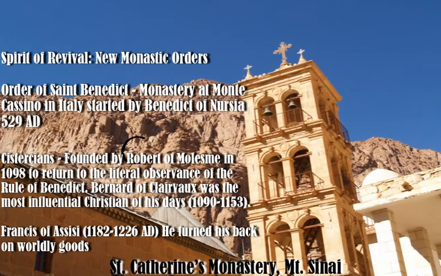Then there was a spirit of revival of new monastic orders. There was the order of Saint Benedict, monastery at Monte Cassino in Italy, started by Benedict of Nursia in 529 AD. The Cistercians, founded by Robert of Molesme in 1098, to return to the literal observance of the rule of Benedict. Bernard of Clairvaux was the most influential Christian of his day, around 1090 to 1153 AD. And then we have Francis of Assisi, 1182 to 1226 AD. He turned his back on worldly goods. These were the key leaders of the monastic order.